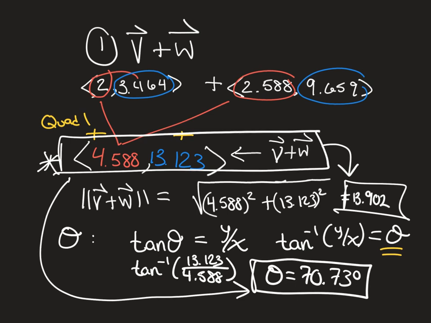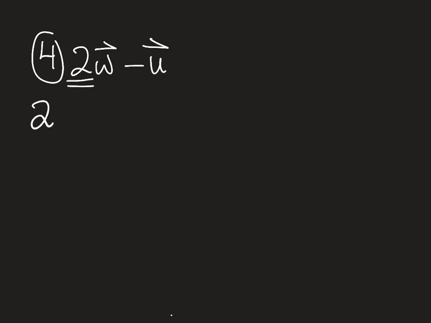So let's try one more. So I'm going to do number 4. Let's do number 4. Looks difficult and a little bit challenging, and I think we can handle it. So number 4 says I'm going to do 2w minus u. So the first thing I have to do is this 2 part. So I have to do 2 times vector w. So 2.588, comma 9.659. So when I multiply that 2 in, I'm going to get my new answer.